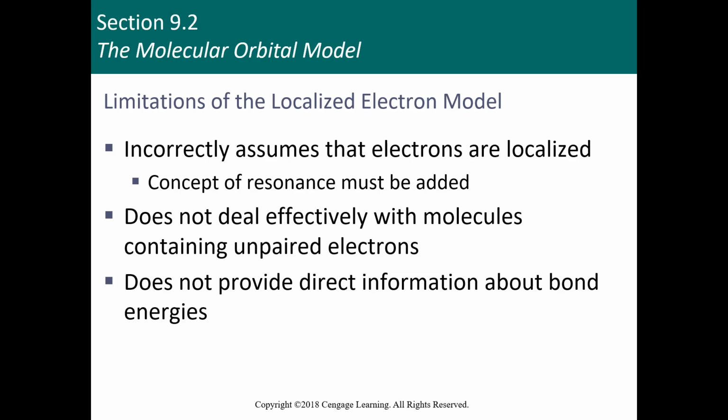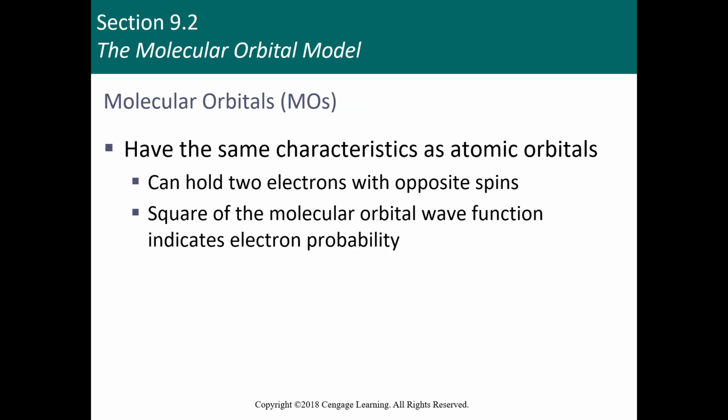It does not deal effectively with molecules containing unpaired electrons. What have I done with free radicals? I haven't even discussed it or made any sort of attempt to figure that out, have I? It also does not provide direct information about the bond energies. All we do is sort of say the hybridized orbitals are degenerate. We don't even think about it being different for being bonded to something versus not being bonded to something, or the differences between different bonds. So there's a lot of blank space here.